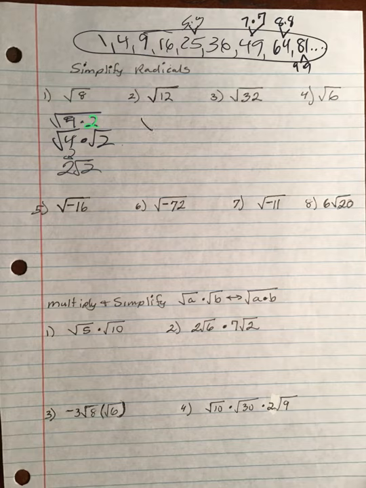So couldn't I break 12 up into 4 times 2? Nope, sorry, 4 times 3. And then couldn't I break that up into the square root of 4 times the square root of 3? And the square root of 4 is 2, so that's 2 square root 3.